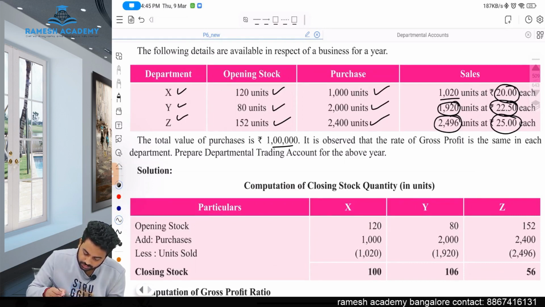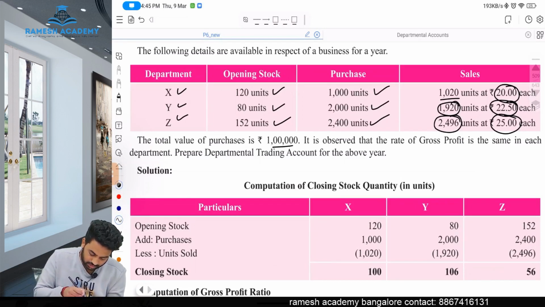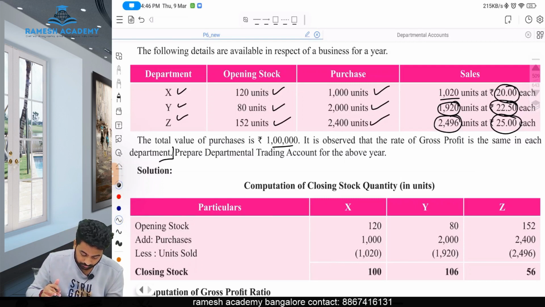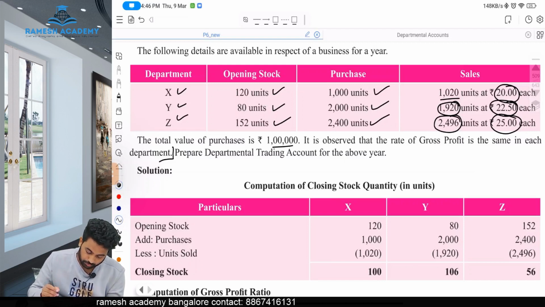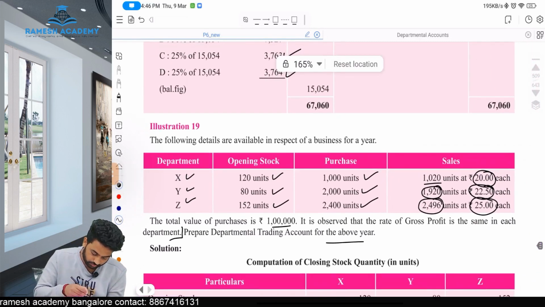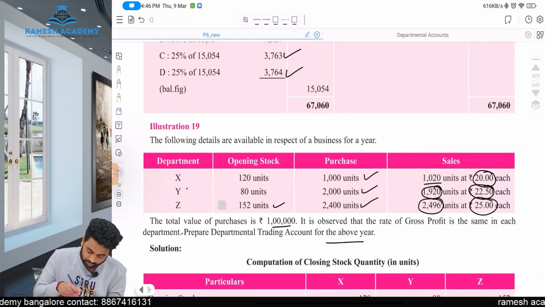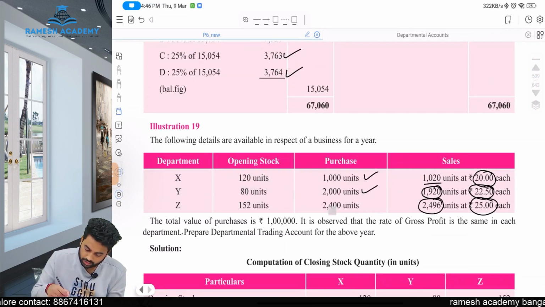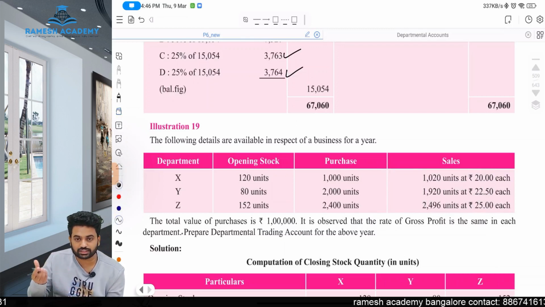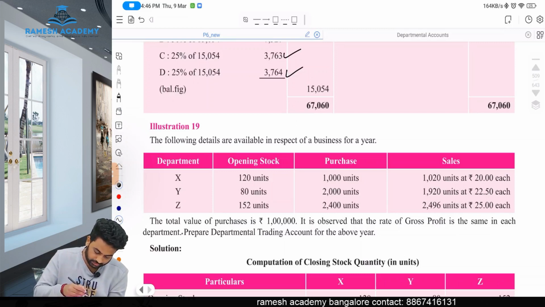It is observed that the rate of gross profit is the same in each department. Prepare a departmental trading account for the above year. Go through the question and try to analyze how we can arrive at this, because they have given only selling information, sale price, and purchases; the purchase split they haven't given. What to do? Please don't see the answer.